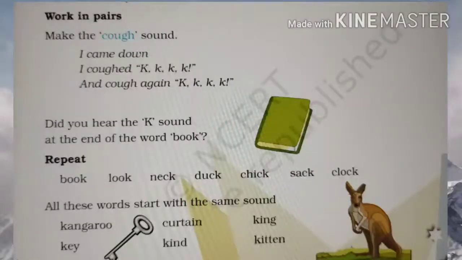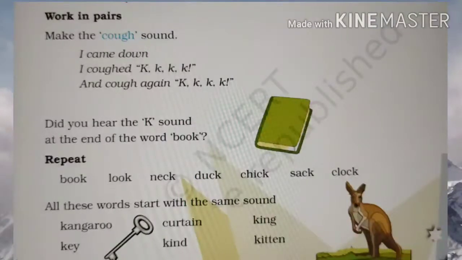Now next question is work in pairs. Work in pairs. Make the cough sound. I came down, I coughed. Ka ka ka. Ka ka ka. And cough again. Ka ka ka. Cough. Ka ka ka. Did you hear the K sound at the end of the word book?